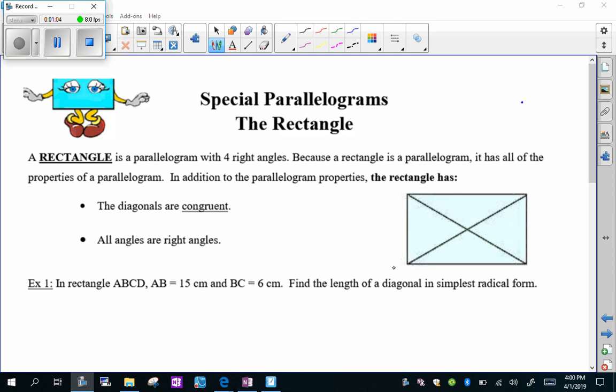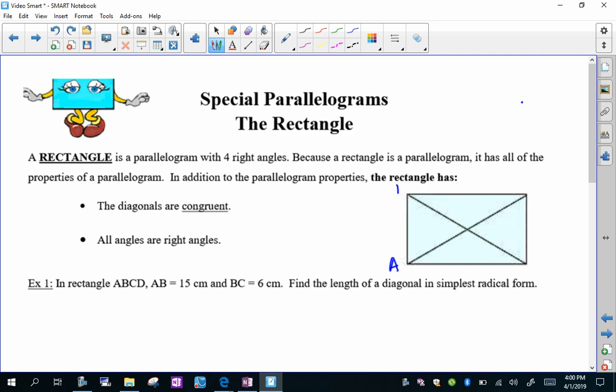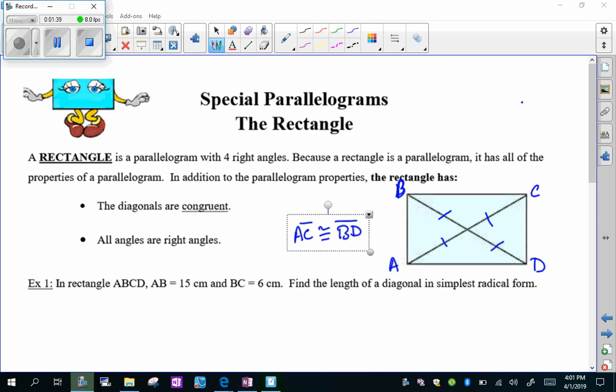So if I go around the horn, if I have A, B, C, and D, I don't like that B. That's a little better. All right, so again, I know that this diagonal here is bisected, all right? And I also know from my new property for rectangles that those diagonals are congruent to each other. So I can say AC is congruent to BD.